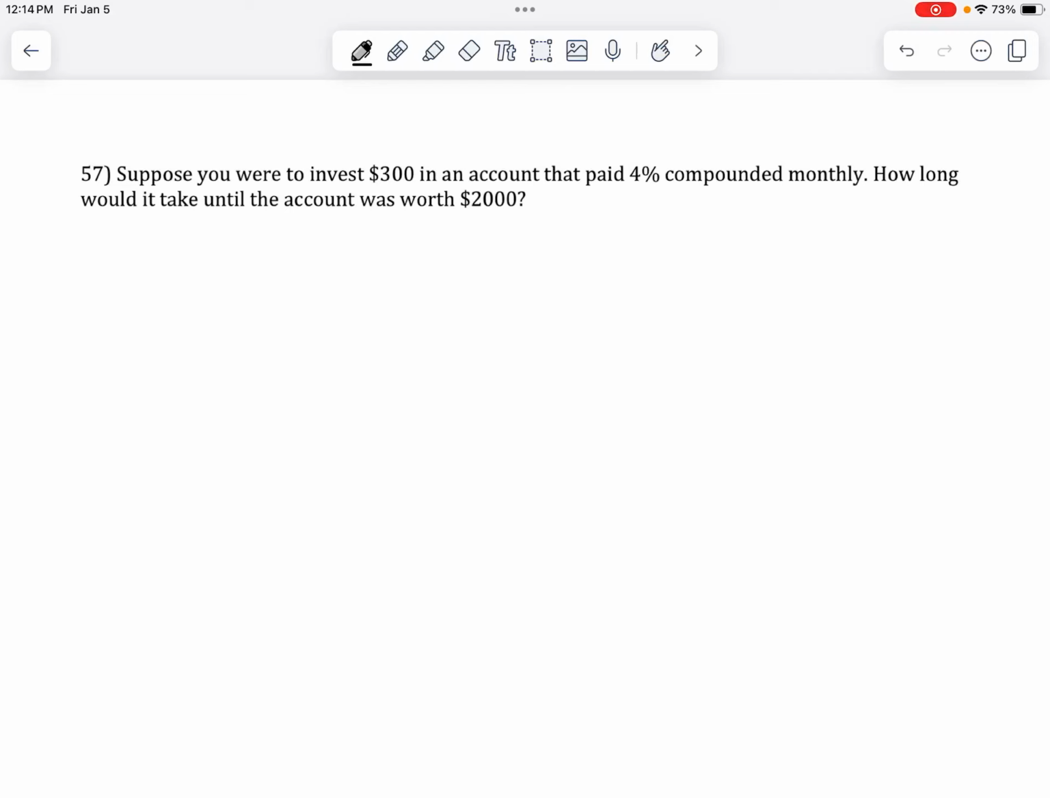It's money time. $300 is invested. That means we're using the compound interest formula. So just as a reminder, that goes like this. The capital P is going to be the beginning amount. Then it goes 1 plus the rate divided by n is raised to n times t.